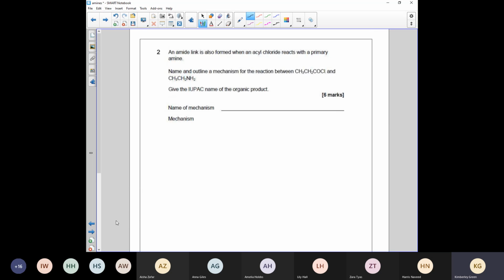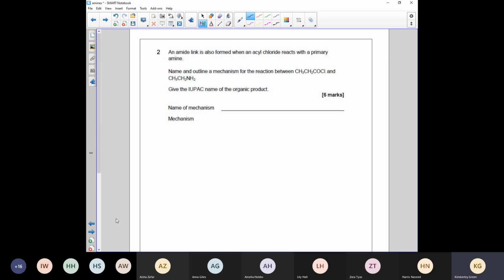Right, so question 2. An amide link is also formed when an acyl chloride reacts with a primary amine. Name and outline a mechanism for the reaction between CH3CH2COCl and this amine. What have we got here? We've got ethanamine. And give the IUPAC name for the organic product.